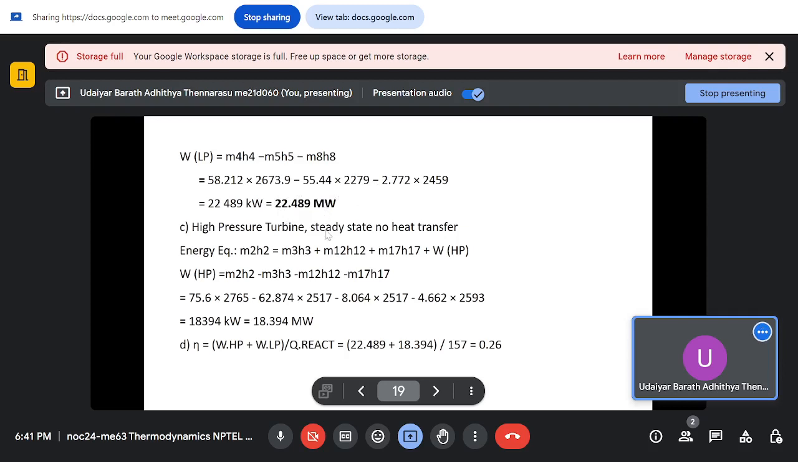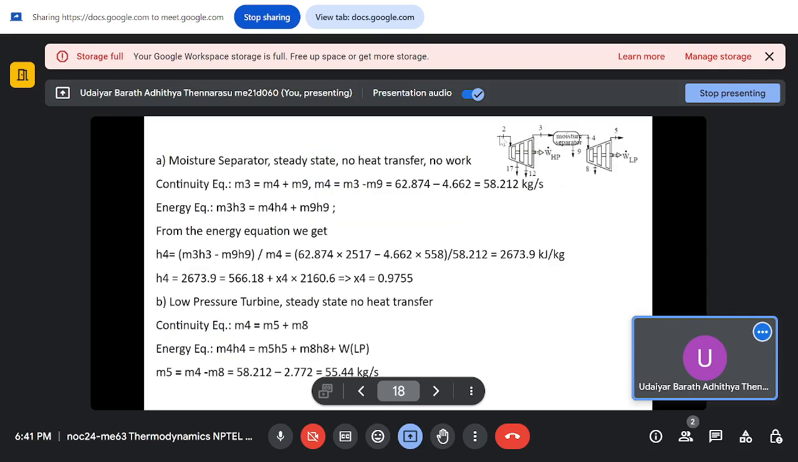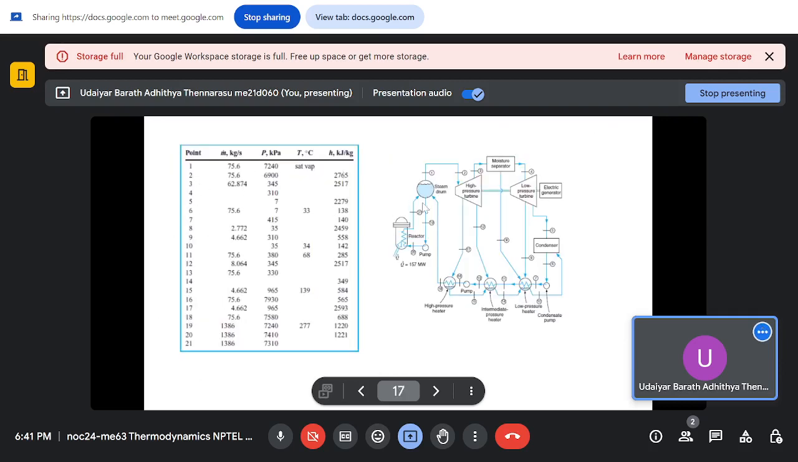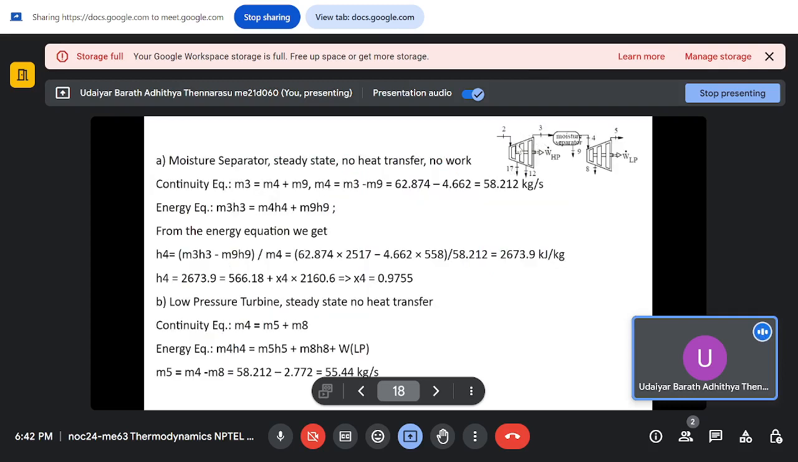Similarly, for the high pressure turbine, there is stream 2 which is coming in, and 17, 12 and 3 which are going out. The mass flow rates of 2, 17, 12 and 3 are all known, so there is no need to apply a mass balance equation. You can directly apply an energy balance equation across the high pressure steam turbine.